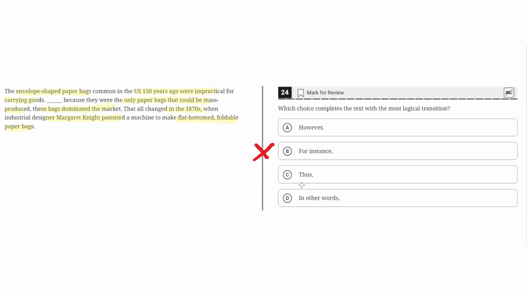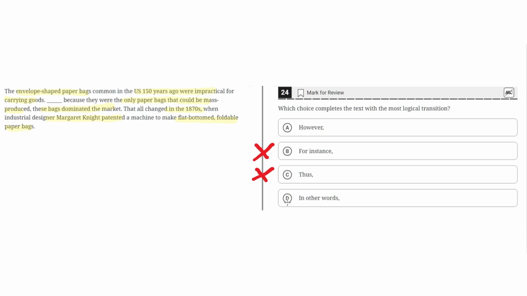C, "thus." This is incorrect because this implies that the second sentence follows logically from the first sentence, but this is not the case because it introduces another point that highlights a contrast between these two sentences. Therefore, C, "thus," is incorrect.